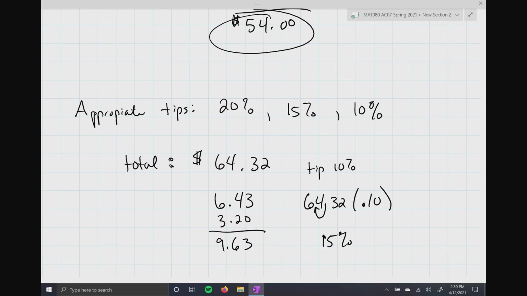Okay? Now, if you're tipping 20%, I'm going to write the percentage again. If you're tipping 20%, you move this to the left once, and you double it. So 20% would be $12.86 for a tip. Okay?